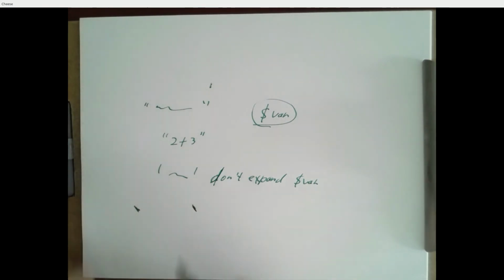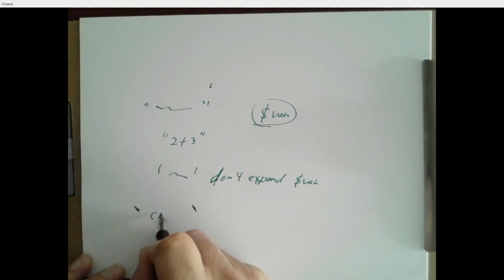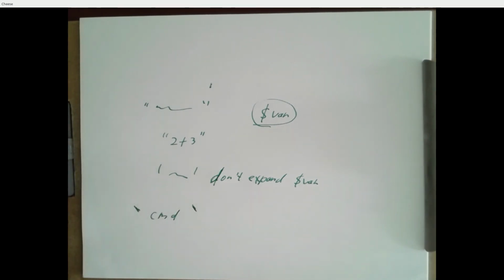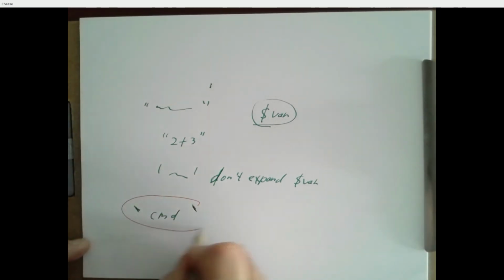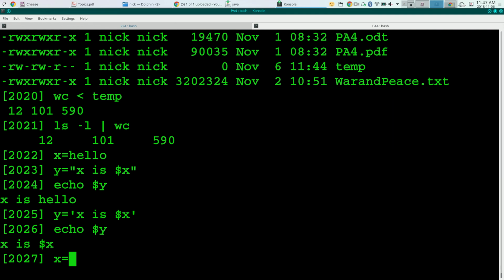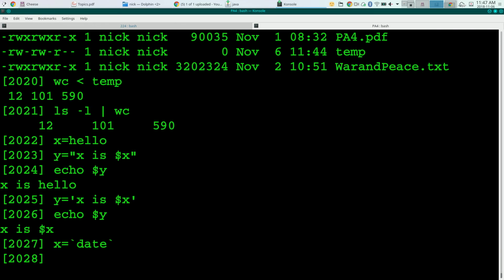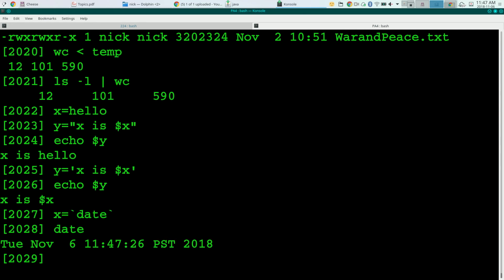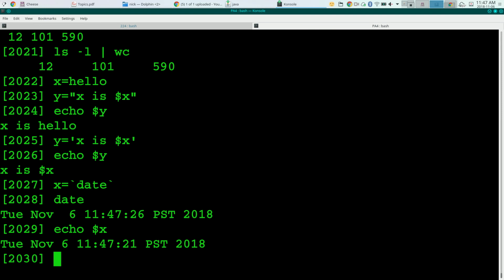Back quotes are a different creature altogether. If you have a command inside back quotes, it basically says run that command, capture standard out, and then replace this expression with whatever standard out was. So if I say x equals back quote date back quote, that runs the command date, takes the output of it, right? So date generates a thing like that, and this basically said x equals whatever date produced. So now if I echo $x, it was whatever the value was that date produced when I ran that command.